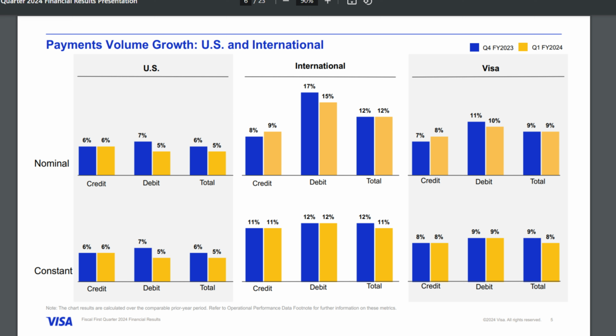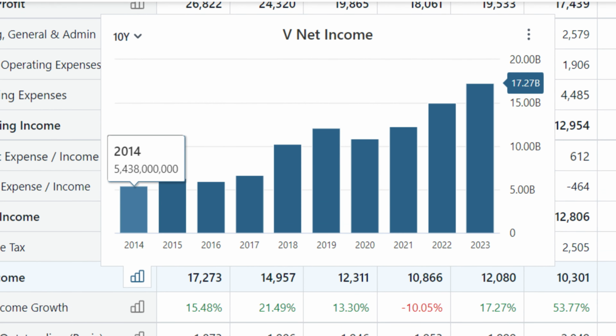Here we can see the growth in both the US and international, and this goes well above the double-digit growth. This growth in financials is not just a one-time thing for this year. Over the last decade, we can see that revenue has more than doubled and net income has more than tripled in that same time period.